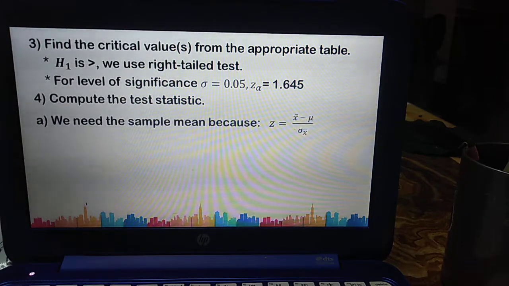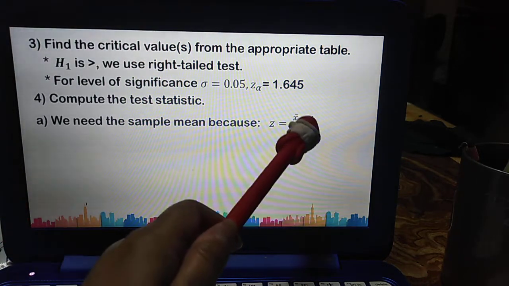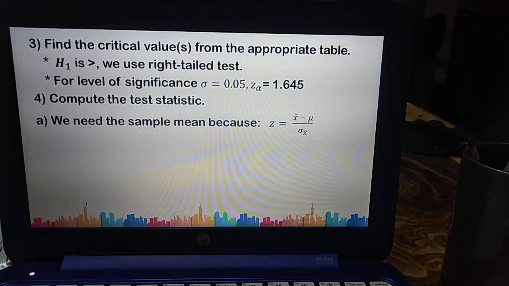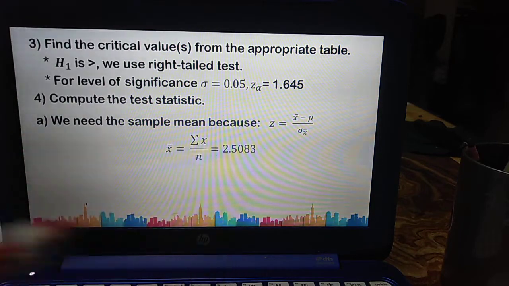Now we compute our test statistic. Looking at the formula, C is equal to the sample mean minus the population mean all over the population standard deviation. However, we do not have a sample mean yet, so we need to compute it. To get the sample mean, all we need to do is add all the weights of the newborn babies and divide by the number of data, giving us a value of 2.5083.